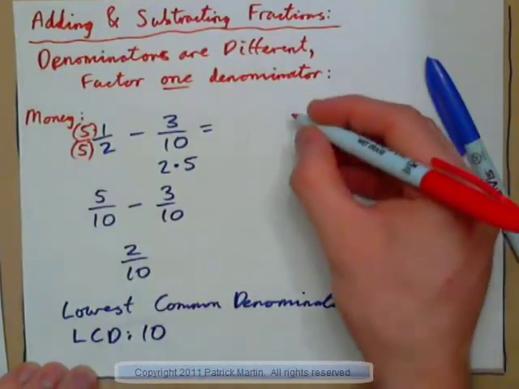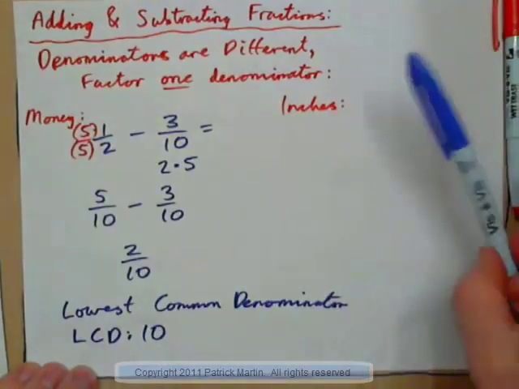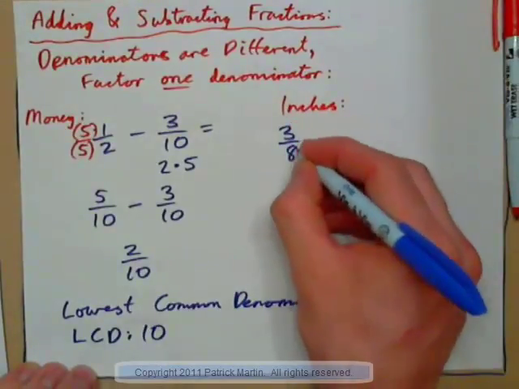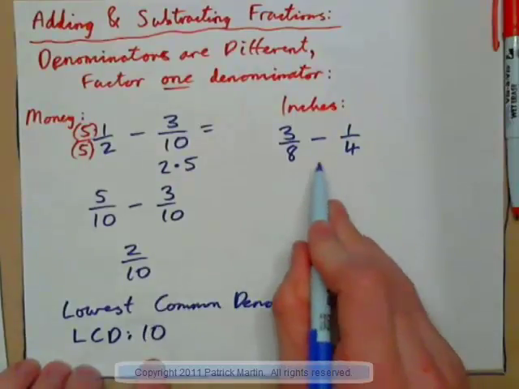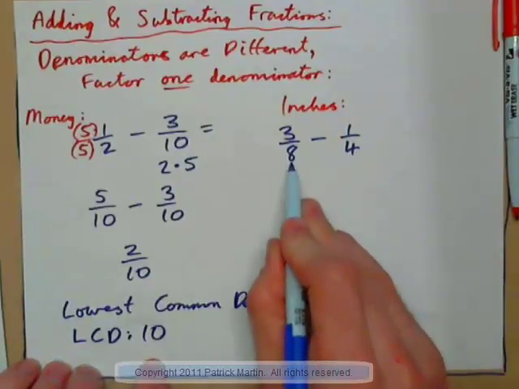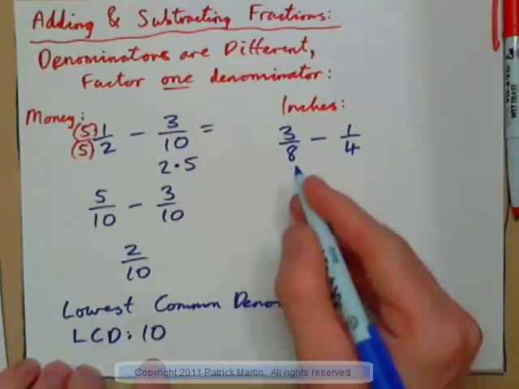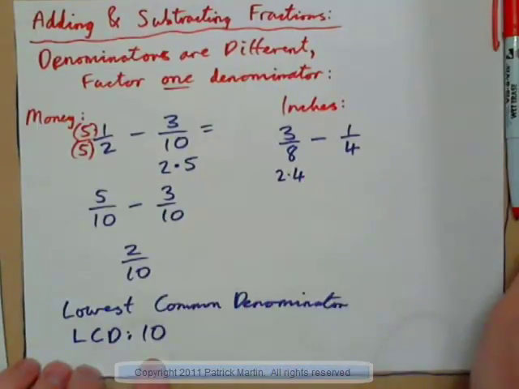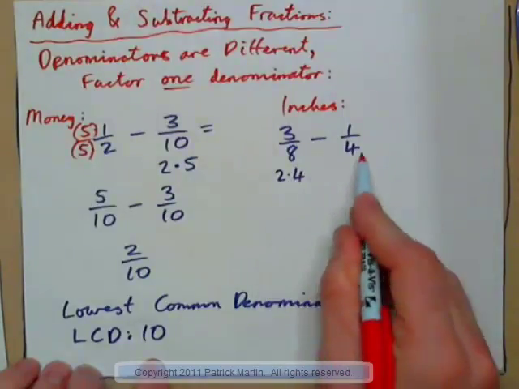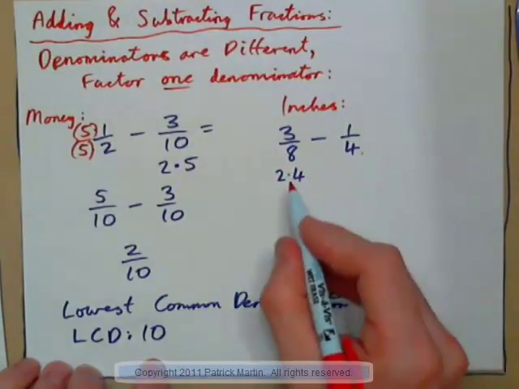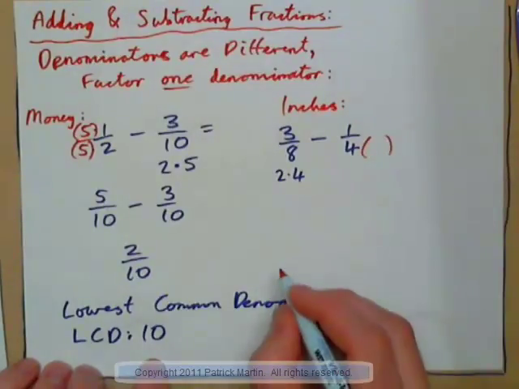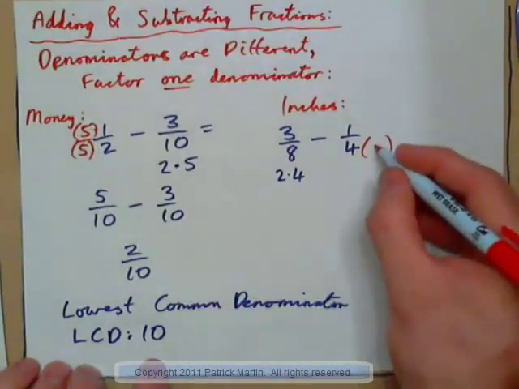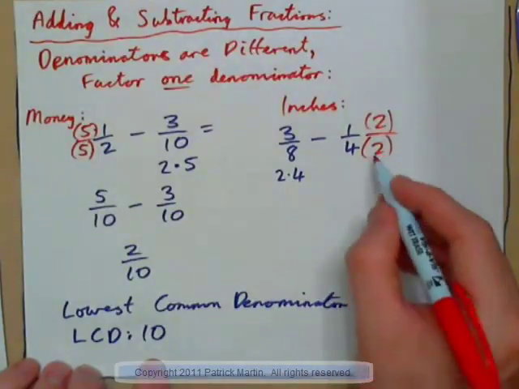Let's have a look at an example with inches. 3/8 of an inch subtract 1/4 of an inch. So the procedure is, well, you can recognize that 4 goes into 8. And if we factorize 8, we get 2 times 4. Now, if we want to subtract fractions, the denominators need to be the same. So, 2 times 4. How do we change this bottom to be the same as this? Well, we multiply it by something. What do we multiply it by? Multiply it by 2. So, multiply this by 2 over 2.